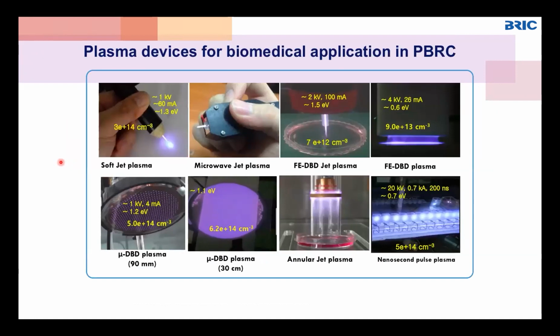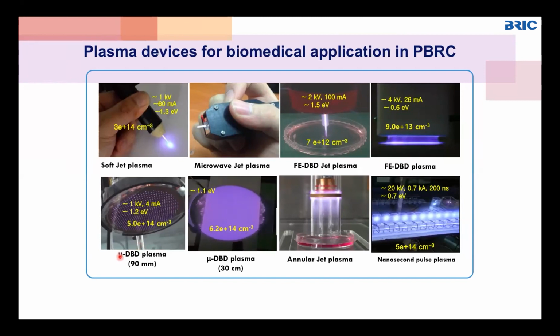So these are some devices developed by PBRC. This is one kind of soft jet plasma. You can see here the soft jet plume. This is microwave jet plasma. This is FEDBD jet plasma. You can see this plasma plume. And this is FEDBD, floating electrode dielectric barrier discharge plasma. And their physical properties are mentioned in yellow on these pictures.